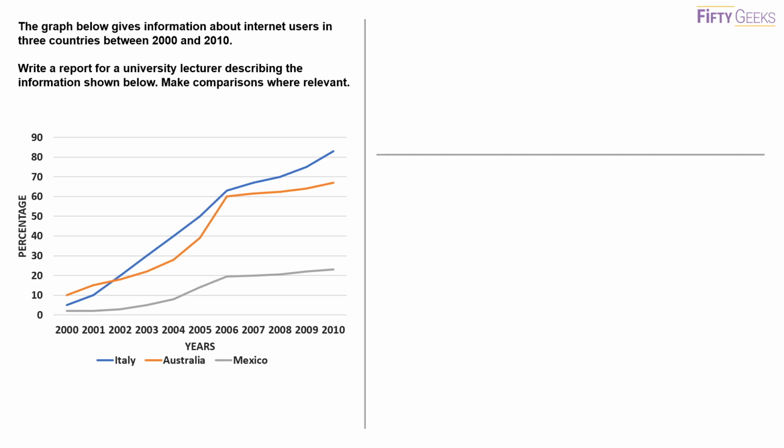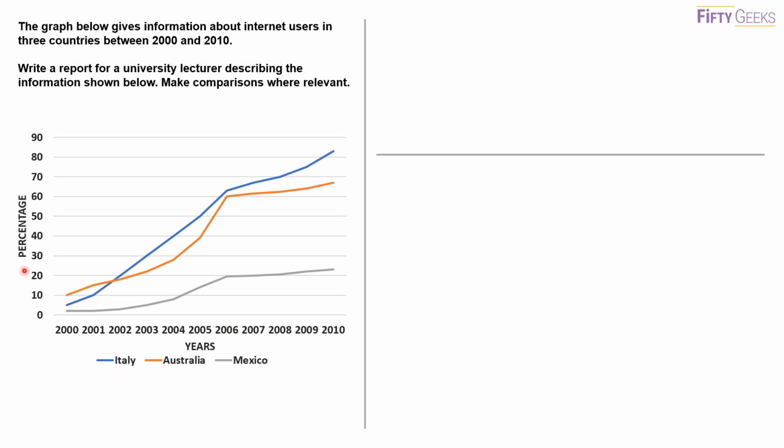Let's have a look at the sample question, which says, the graph below gives information about internet users in 3 countries between 2000 and 2010. Write a report for a university lecture describing the information shown below. Make comparisons where relevant. And here is our graph, which depicts internet usage data from 3 different countries.